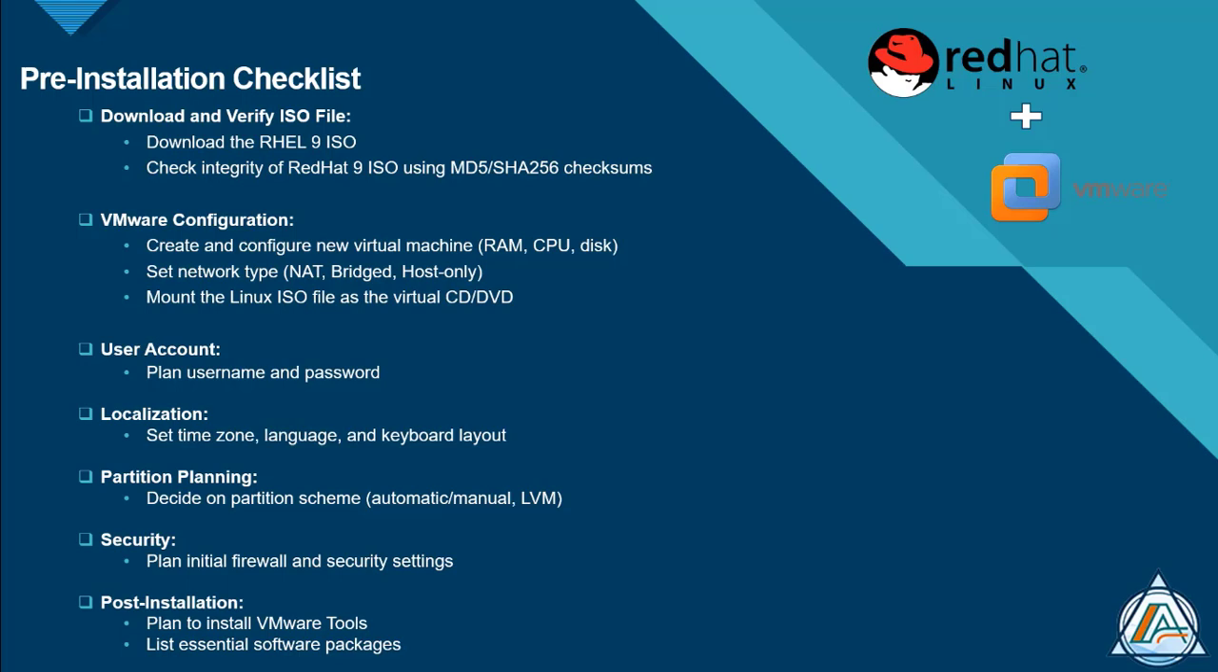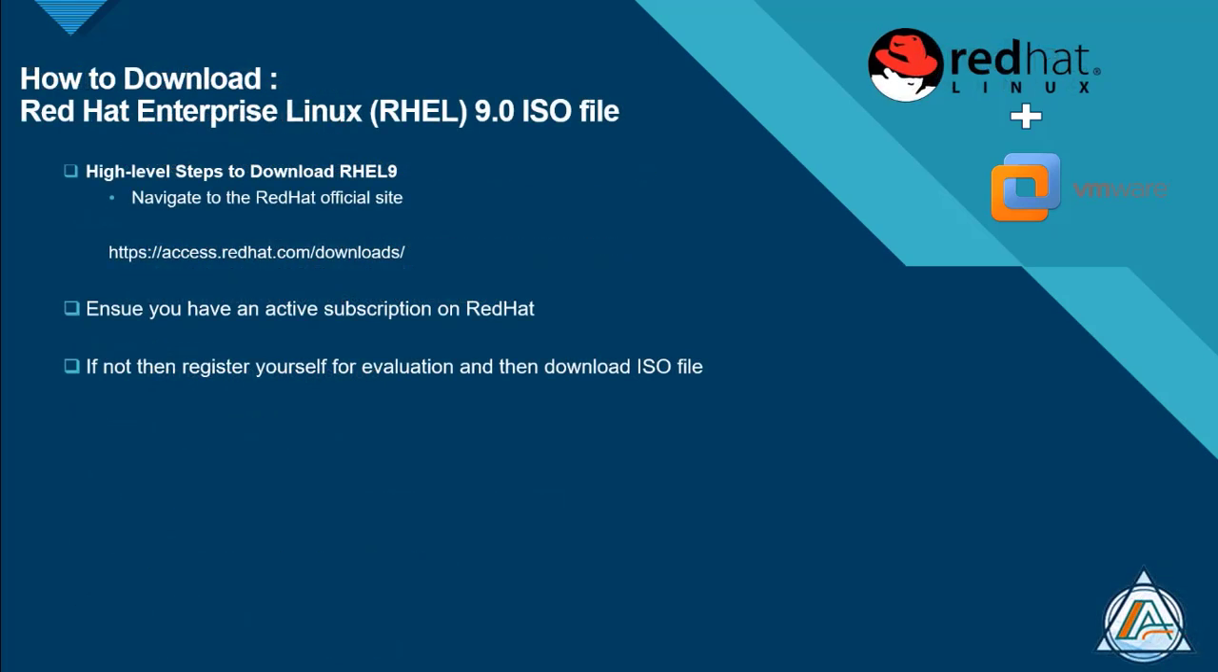Now let's see how to download the RHEL 9 ISO file. Navigate to the Red Hat Customer Portal. Open your web browser to access.redhat.com/downloads. Ensure you have an active subscription. If you don't, then you can just create an account and log in to proceed.